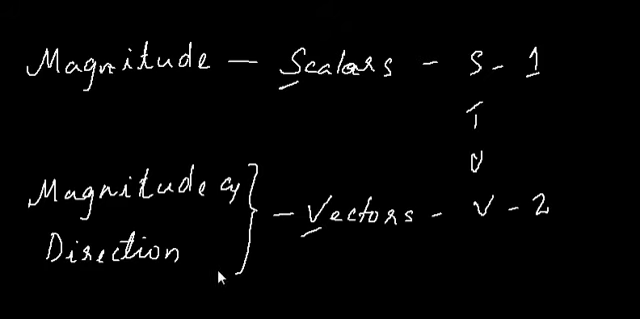I hope this helps. S for scalar, V for vector. In alphabetical order, S comes first and V comes second. So S uses one parameter, that is magnitude, for a complete description, whereas V for vector uses two parameters for a complete description, that is magnitude and direction. If you understand this, you can anytime remember which is scalar and which is vector.